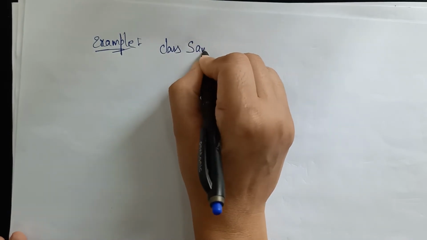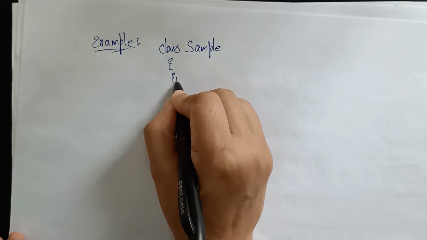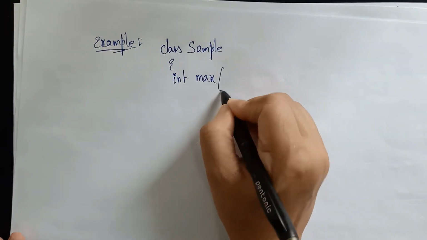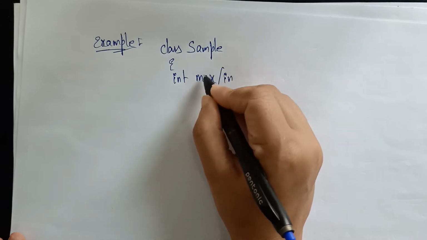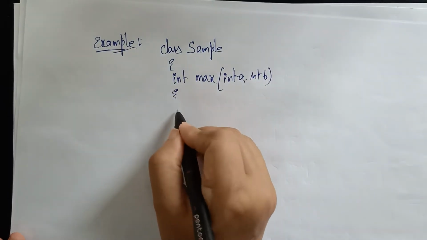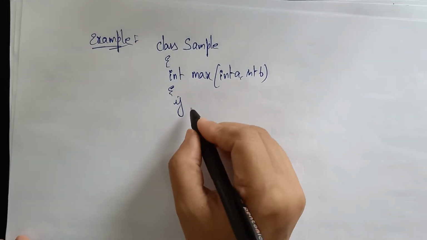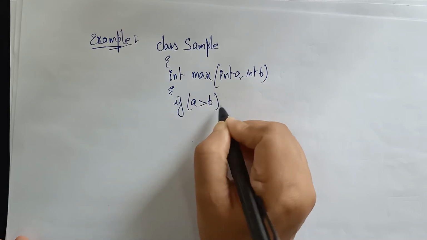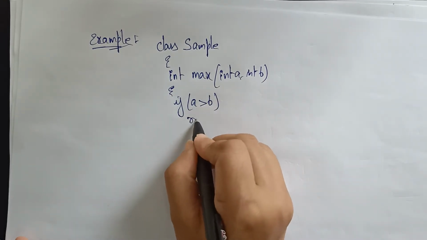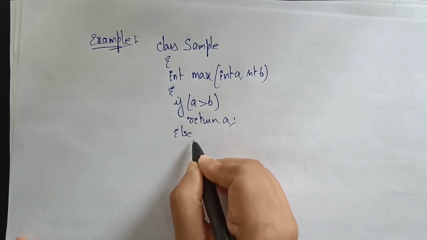Class sample, it's my class name. Here my return type is int. The method return type is the integer data type, max. Max is my method name, int a, int b. Now here I am writing a method definition. If a is greater than b, if suppose whatever value I have given to a is greater than b, then return a, else return b.